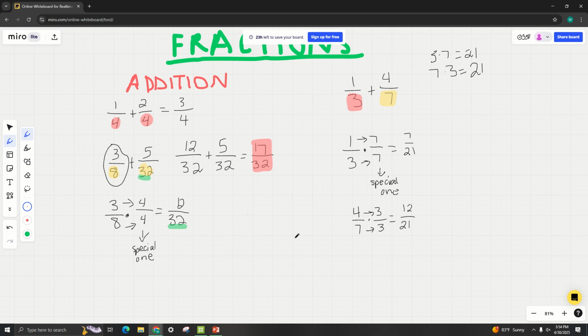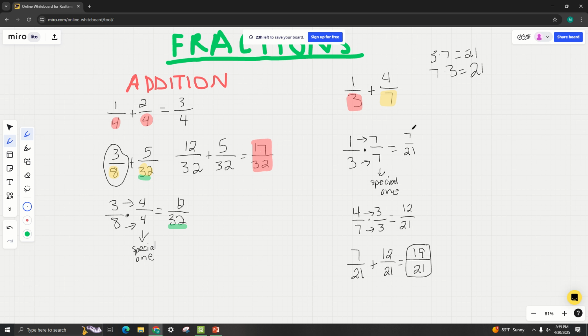So now I can actually add these. I can take my 7/21 and I'll add my 12/21. And we just did all that work getting the same denominator, so I'm going to keep it for my answer. And now I just add across the top. 7 plus 12 gets me to 19. So now I have a final answer of 19/21.